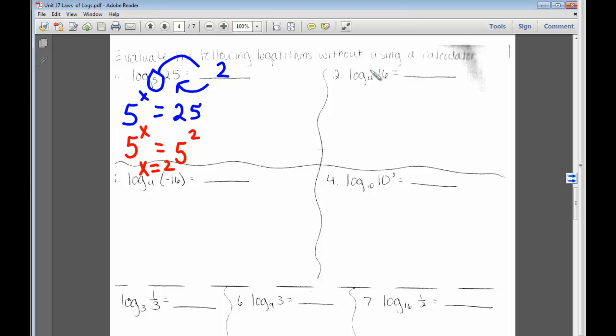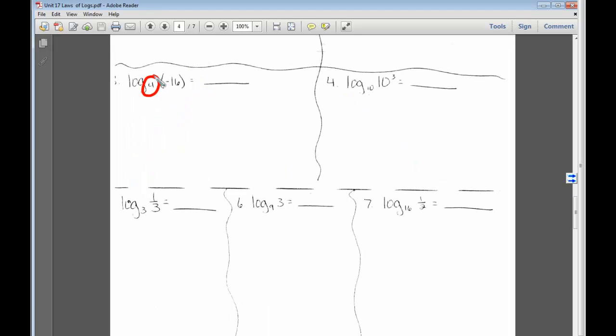Example 2. Log base 4 of 16. So what we have is 4 raised to some power is equal to 16. Well, 4 squared is equal to 16. If we didn't remember that, however, we can just rewrite to get the same base and set the exponents equal to each other. 4 to the x is equal to 4 squared, so x is equal to 2.